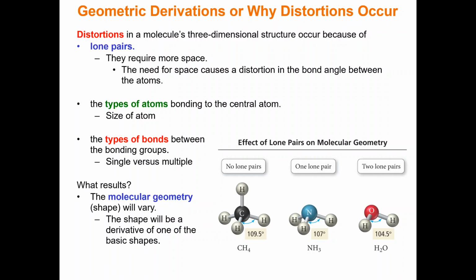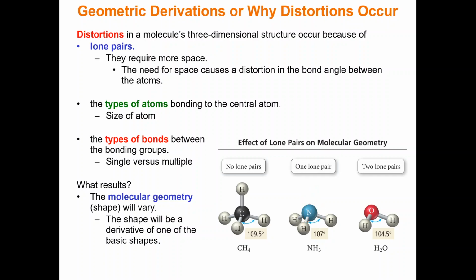So for instance, we have methane, NH3, and H2O. With methane, we just have 4 bonded hydrogens. So 4 bonding domains, 4 electron domains. So we have this angle of 109.5. This is our undistorted tetrahedral. But now, when we go to ammonia, we have 1 lone pair. Remember that lone pair is going to push down on these other electron domains and shrink that angle a little bit.